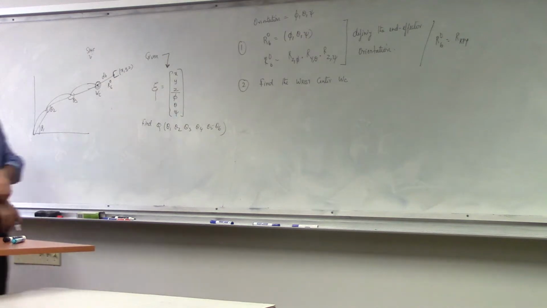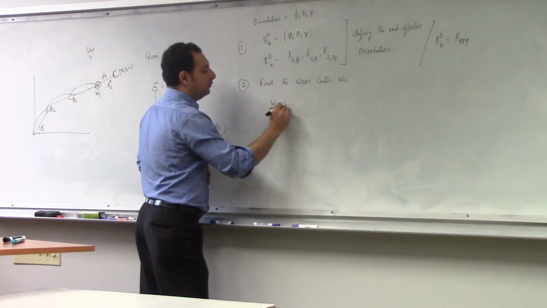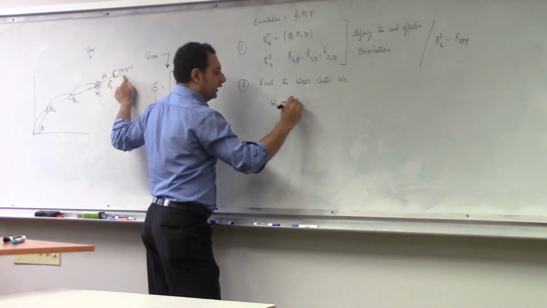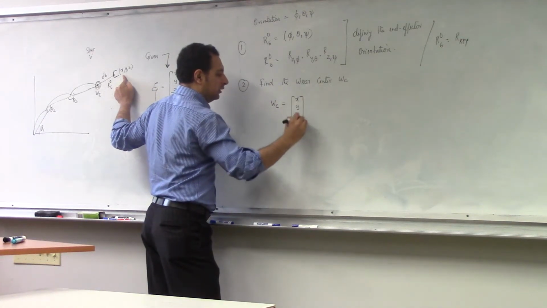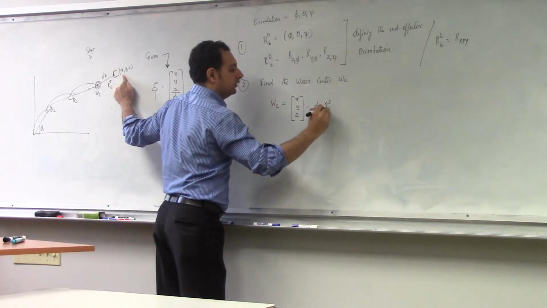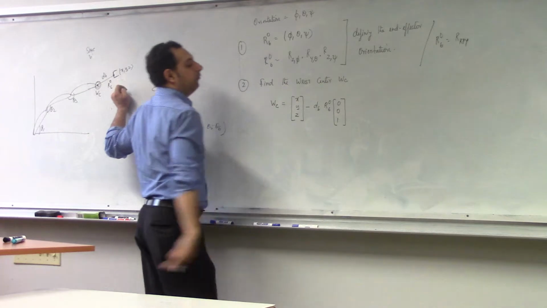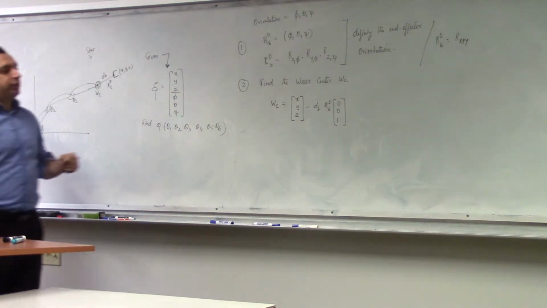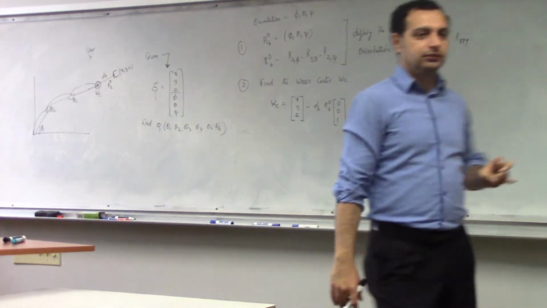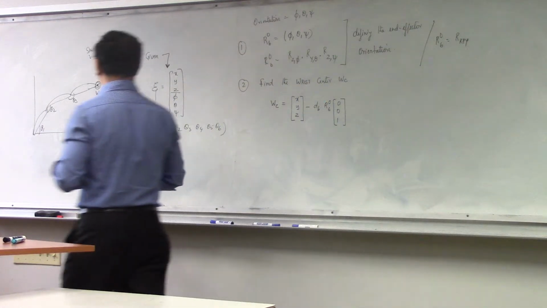So to find the wrist center, the book uses letters OC, but we'll use WC. WC will be equal to x comma y comma z, which is the end effector coordinates, minus D6 R06 times 0 0 1. Why do I use 001? Anybody? Why do we multiply that by 001?